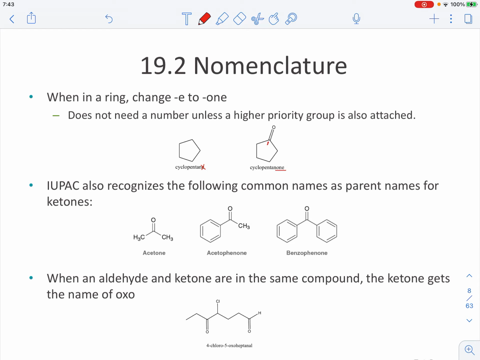Now, understand that if there were substituents in our cyclic system, then the carbonyl carbon is carbon 1. So that's the only instance for a ketone that carbon 1 is the carbonyl carbon, only in a cyclic ketone. And then we are going to number the cyclic ketone clockwise or counterclockwise to give the substituents the lowest number.